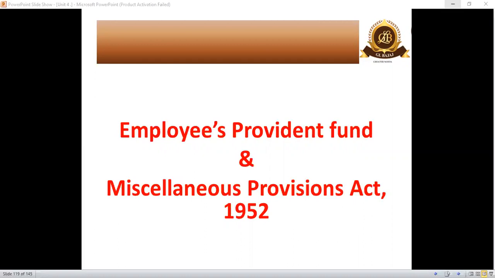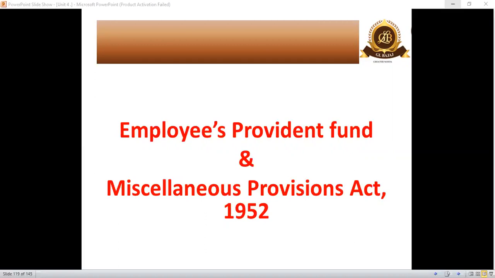And this came into being with the promulgation of the Employees Provident Fund Ordinance on 15th November 1951. It is now referred to as the Employees Provident Fund and Miscellaneous Provision Act 1952, as earlier it used to be called the Employees Provident Fund Act 1952.